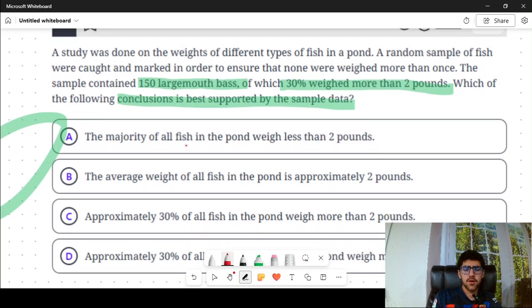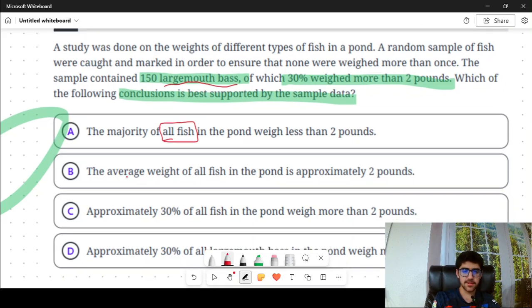The first one says that the majority of all fish in the pond weigh less than 2 pounds. This might seem like it makes sense, right? Because we're told that 30% weigh more than 2 pounds, so that would mean 70% weigh less than 2 pounds. But you have to pay attention to the question. It says 150 largemouth bass, a specific species of fish in the lake. This conclusion is generalizing it to all fish. It might be right if the other options aren't good enough, but it is a bold generalization and most likely will not be right. But let's just move on before canceling out.